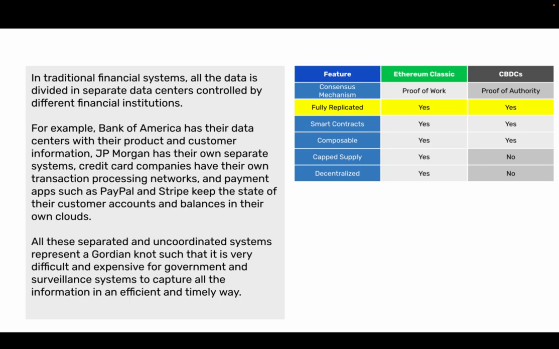In traditional financial systems, all the data is divided in separate data centers controlled by different financial institutions. For example, Bank of America has their data centers with their product and customer information. JP Morgan has their own separate systems. Credit card companies have their own transaction processing networks, and payment apps such as PayPal and Stripe keep the state of their customer accounts and balances in their own clouds. All these separated and uncoordinated systems represent a Gordian knot such that it is very difficult and expensive for government and surveillance systems to capture all the information in an efficient and timely way.